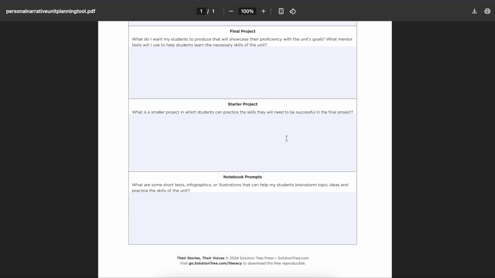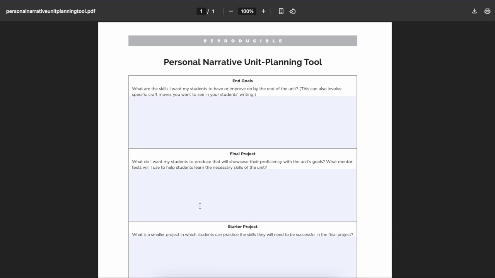Starter project, a smaller project where they practice the skills so they're successful in the final project, so that they start kind of at a micro level and then they build up. And then notebook prompts. So these are going to be some short text infographics or illustrations that help the student brainstorm topic ideas and practice the skills of the unit. So I love this as just kind of a starter.